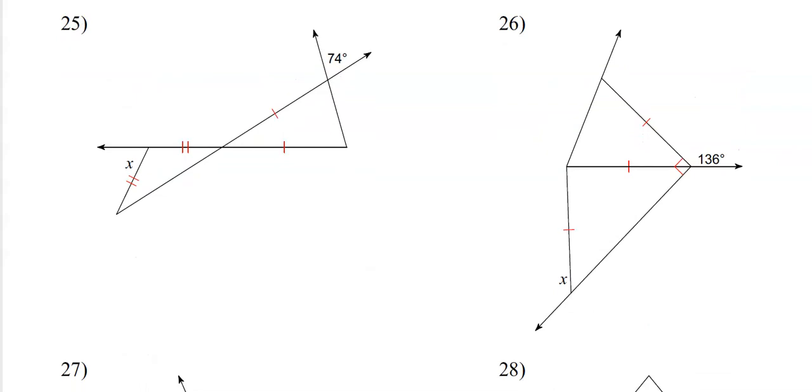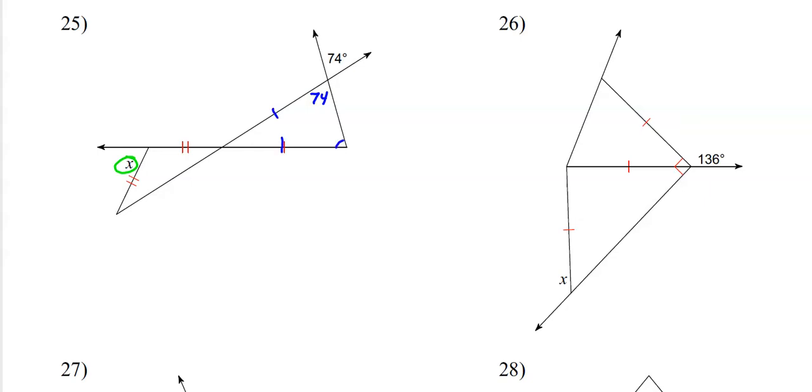25, same idea, just a little more complicated picture. So let's get after this. So I got to get all the way over here to X. You know, this is the final answer. My clues start over here at 74. So vertical angles, I jump in.